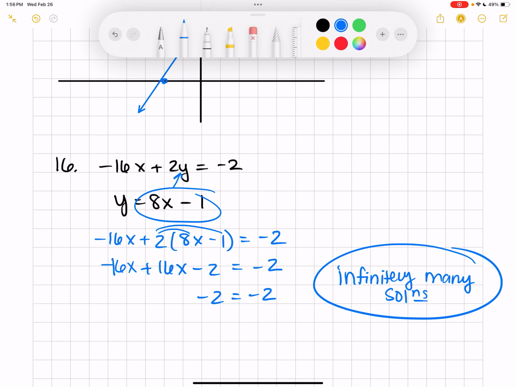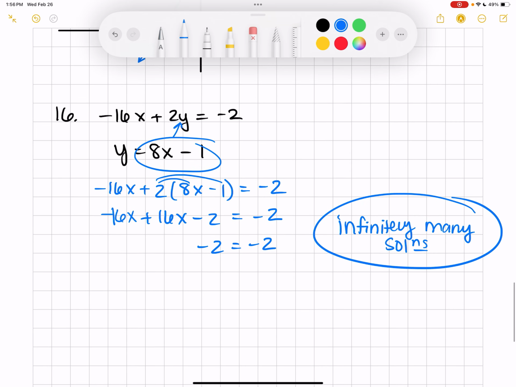Now, some people say that you need to get to 0 equals 0. I could still do that. I could add the 2 over and get 0 equals 0. If it's negative 2 equals negative 2 or 0 equals 0, it's the exact same thing. It doesn't matter. In case you decided to move the 2 over, you'd still get 0 equals 0. I add 2 to both sides, and I get 0 equals 0. How do you move something from the left to the right?